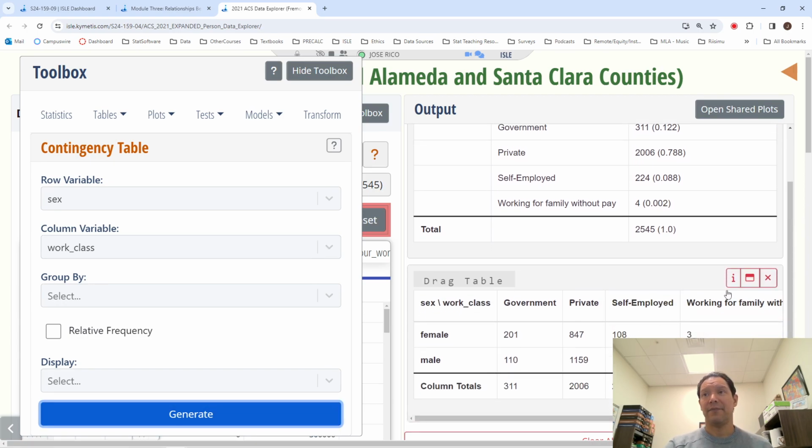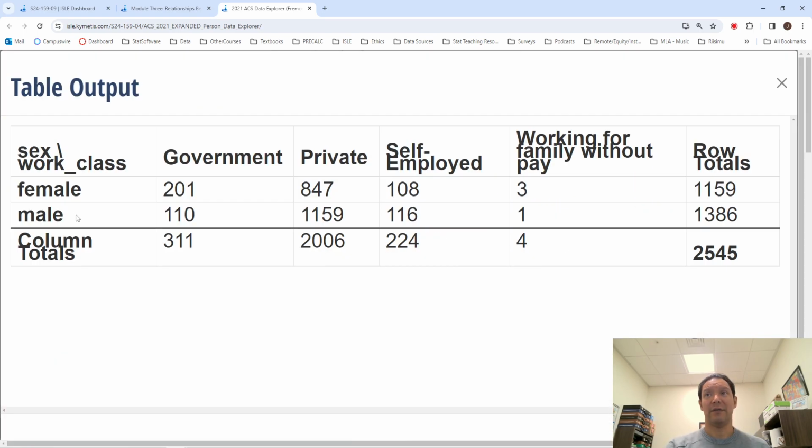So when I click this, I get females and males. We got 1386 males, we got 1159 females. But it's hard to really make sense of this unless we can calculate the percentages. We would like to know what percent of females work for the government, what percent of males work for the government, what percent of females work privately, what percent of males work privately. So we want to calculate the percentages. We call this calculating it across the row because we want to know the percent of women in government. So we're going to do 201 divided by 1159, 847 divided by 1159, and so forth.